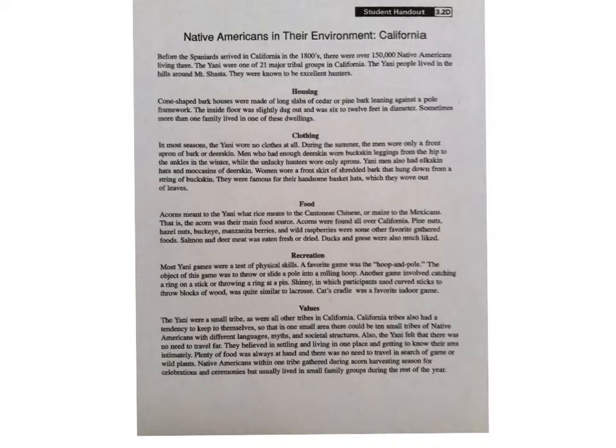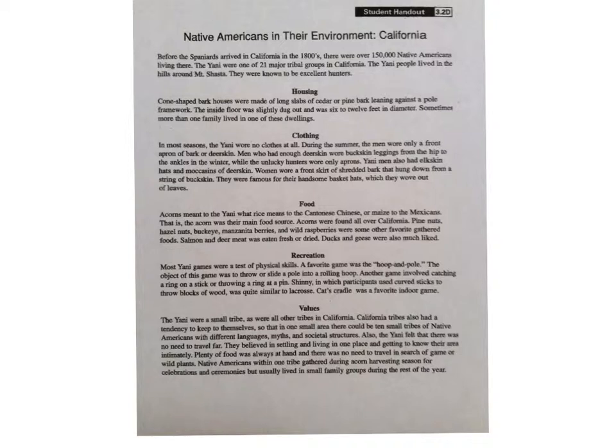Food. Acorns meant to the Yani what rice means to the Cantonese Chinese, or maize to the Mexicans. That is, the acorn was their main food source. Acorns were found all over California. Pine nuts, hazelnuts, buckeye, manzanita berries, and wild raspberries were some other favorite gathered foods. Salmon and deer meat was eaten fresh or dried. Ducks and geese were also much liked.